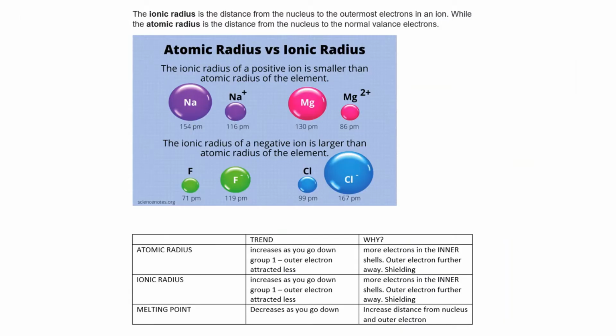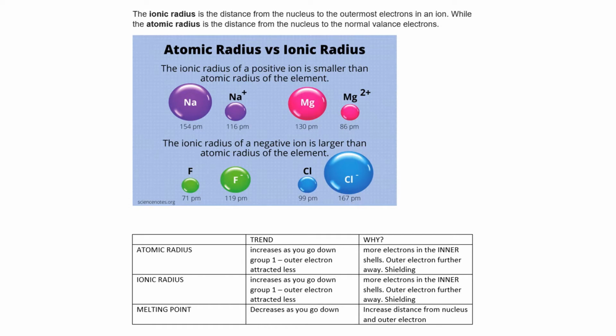Okay, so the ionic radius is the distance from the nucleus to the outermost electrons in an ion, but the atomic radius is the distance from the nucleus to the normal valence electrons. That is spelled incorrectly. That should be VALENCE. Okay, so the atomic radius versus the ionic radius.